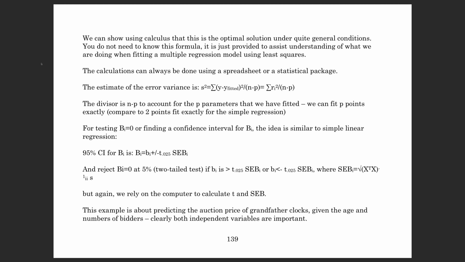Now, this is a little bit of a cheat, one could argue, because you won't know the number of bidders in advance, only once you turn up at the auction. So one could argue whether this is truly something that's useful in a prediction model, but this is just a nice simple example. So what exactly is a grandfather clock?